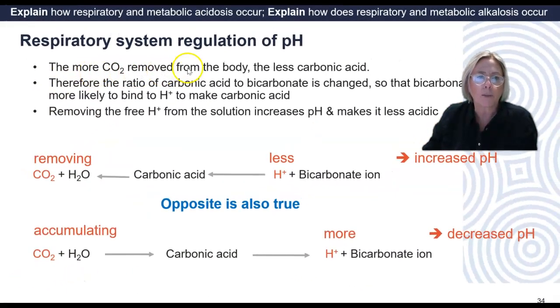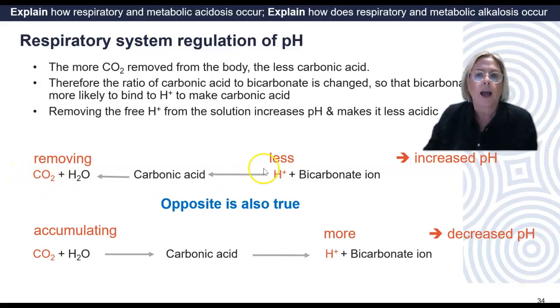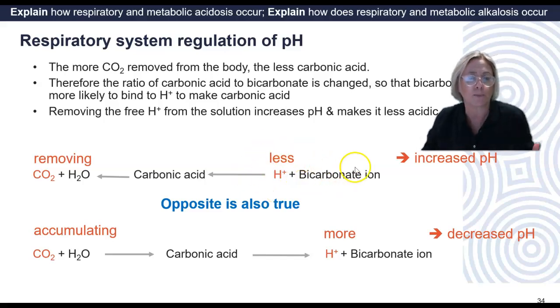again here. The more carbon dioxide that's removed from the body, the less carbonic acid. So the greater the rate of breathing, the more you're going to remove this carbon dioxide. So you're going to have less carbonic acid because it's going to dissociate to replace that carbon dioxide. As I mentioned before, you're changing the ratio of carbonic acid to bicarbonate, so that bicarbonate is more likely to bind to the hydrogen ion to make carbonic acid. And removing this free hydrogen from the solution increases the pH and makes it less acidic.